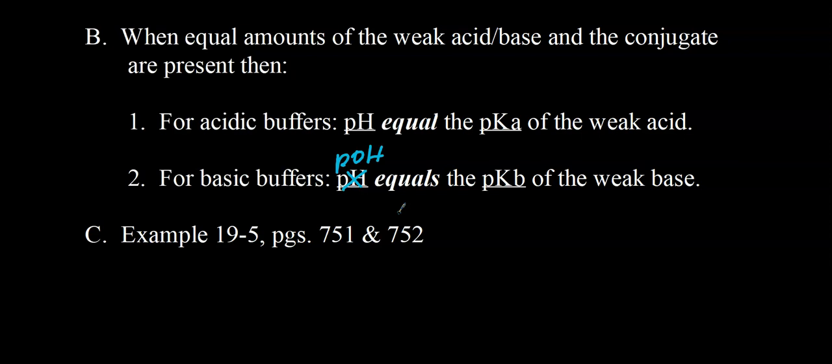All right, let's take a look at an example where we're determining the pH of a buffer solution. So 19.5 on 751. It says calculate the concentration of H plus and the pH of a buffer solution prepared by mixing 200 milliliters of 0.10 molar sodium fluoride and 100 milliliters of 0.050 molar hydrofluoric acid. Ka for hydrofluoric acid is 7.2 times 10 to the negative fourth. All right, so something important to keep in mind here is that you're mixing these two solutions, and we're going to assume that these volumes are additive.